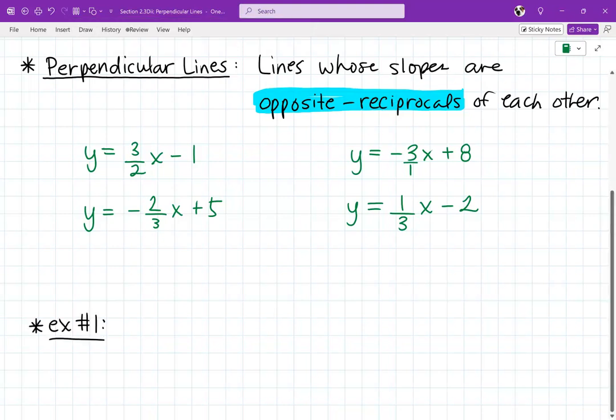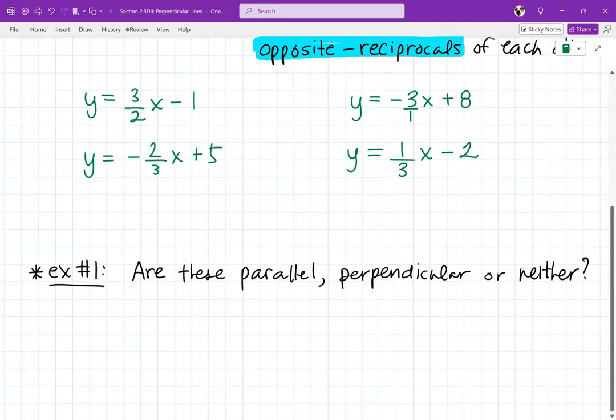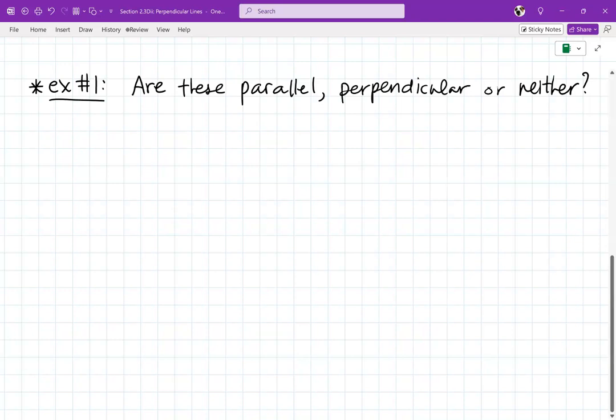Example number 1. Are these parallel, perpendicular, or neither? So are these parallel, perpendicular, or neither? So let's start us off with this one right here.